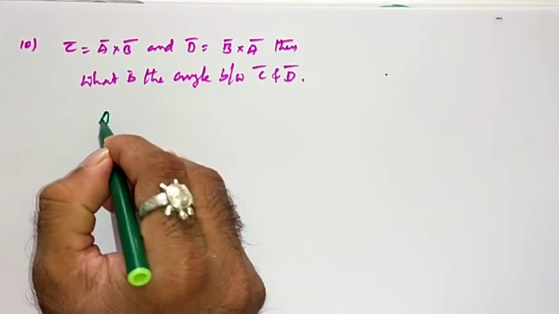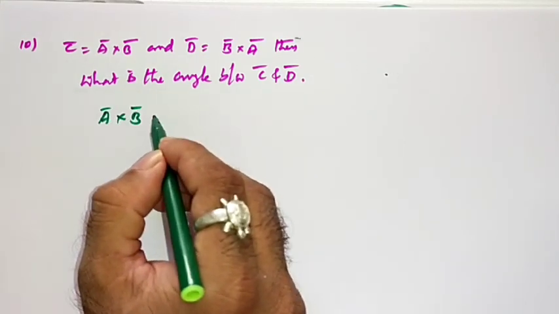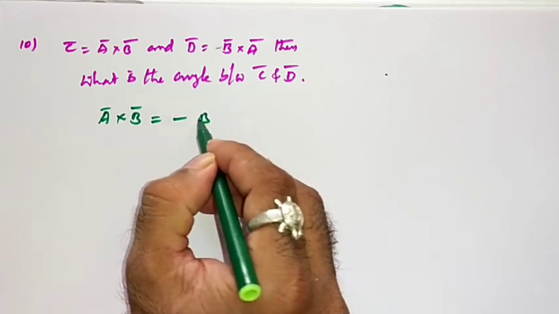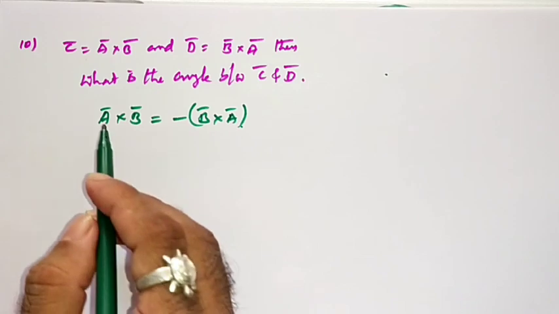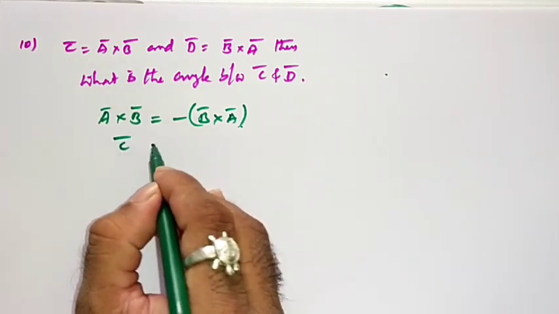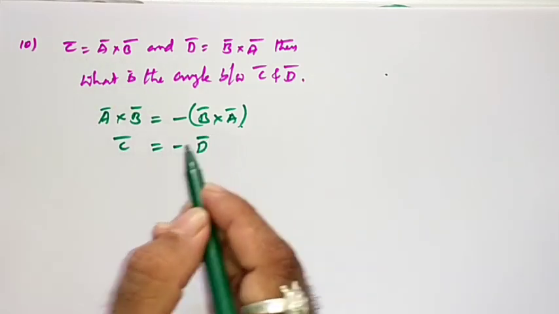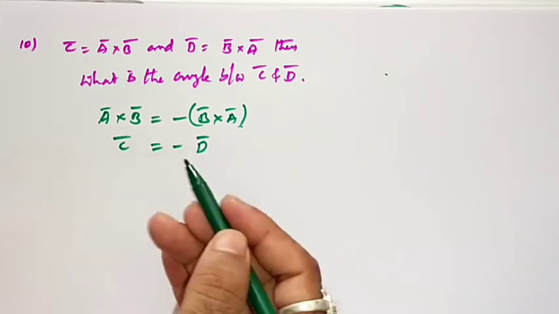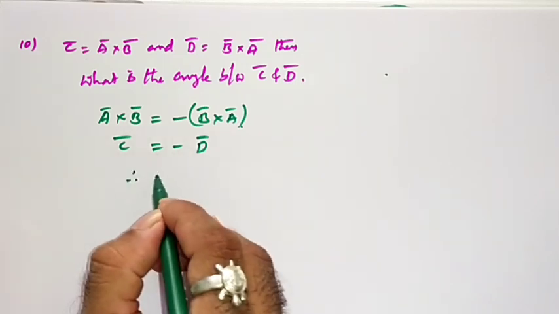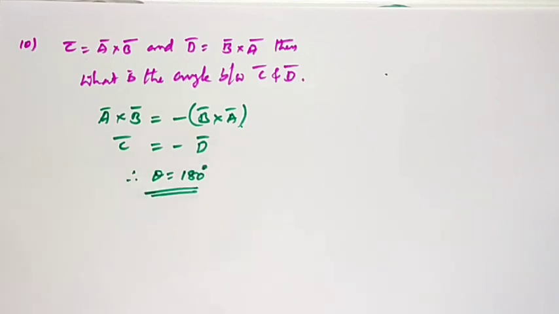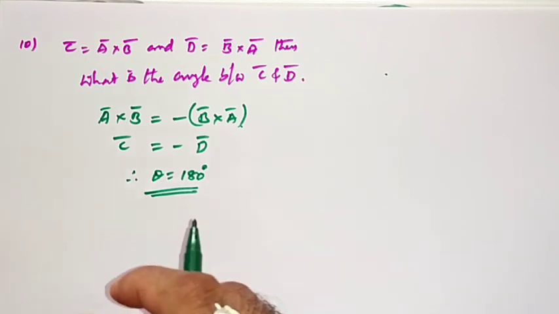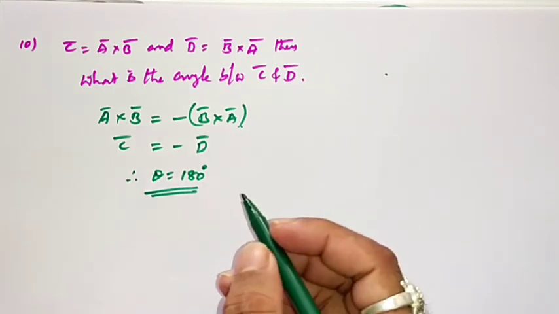We know one thing, A cross B is equal to minus of B cross A. Yes or no? Right? Then here vector C is equal to minus of vector D. That means both are anti-parallel. Therefore, what is the angle between them? 180 degrees. Very easy. Clear? In this way, one can solve the problems based on vector addition, subtraction, multiplication.